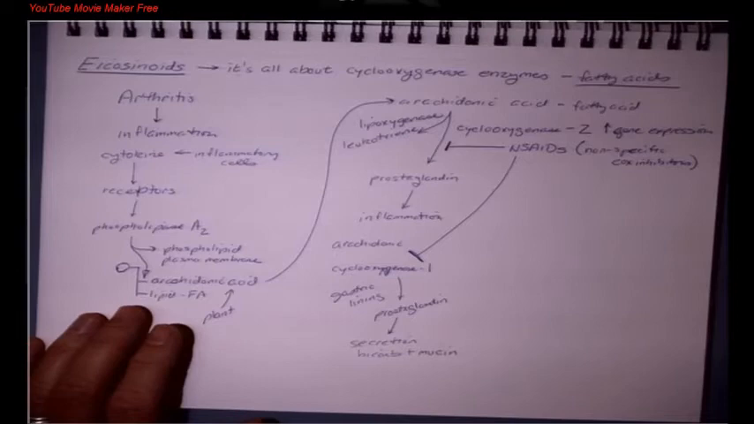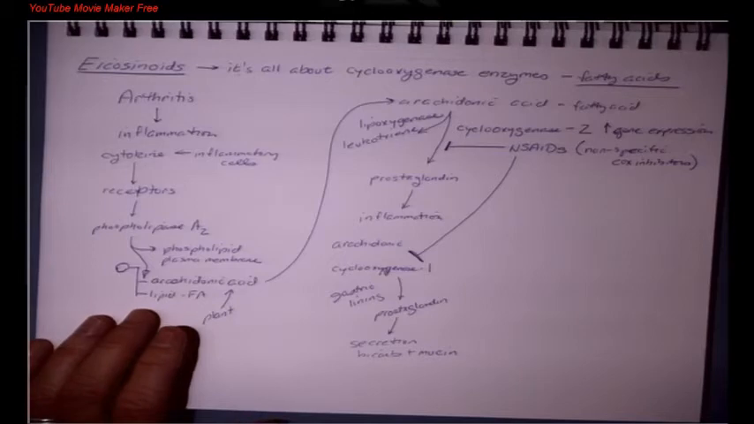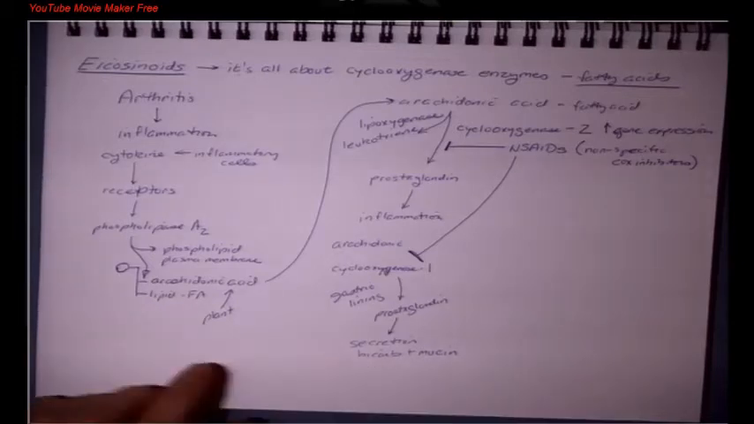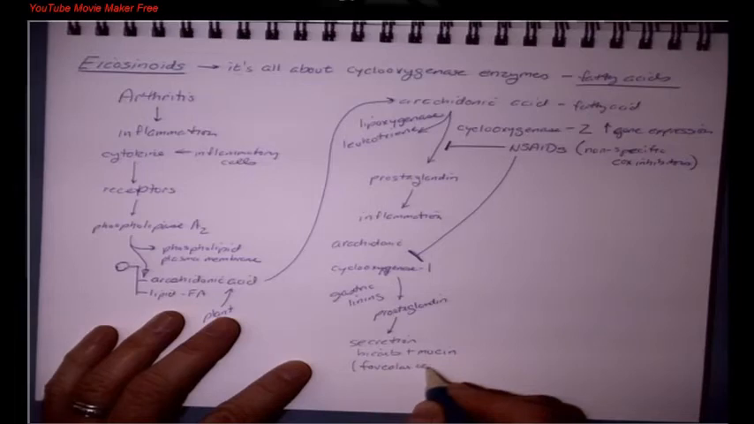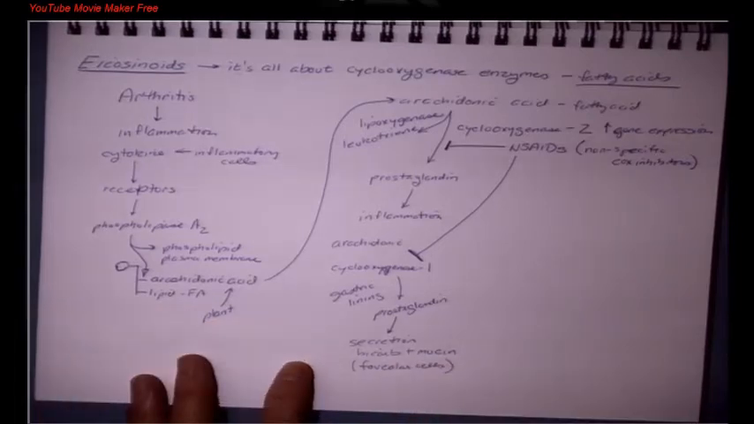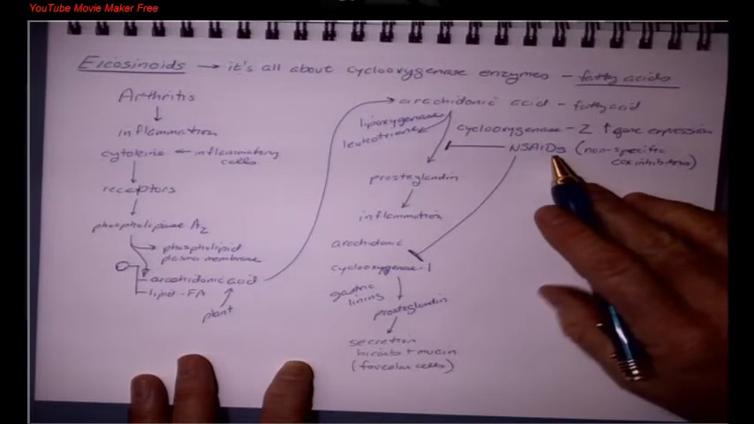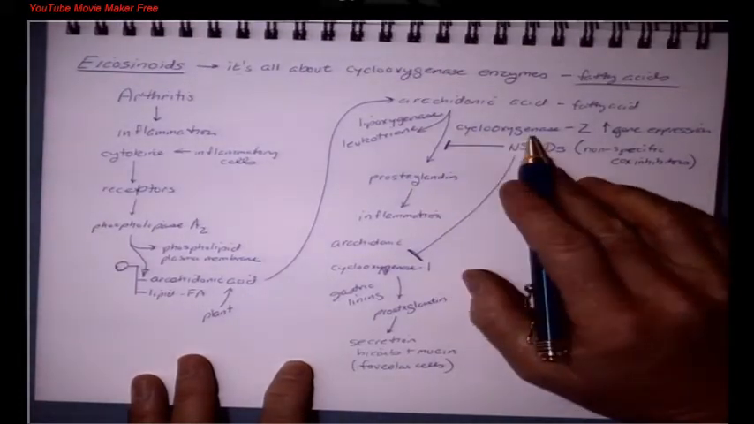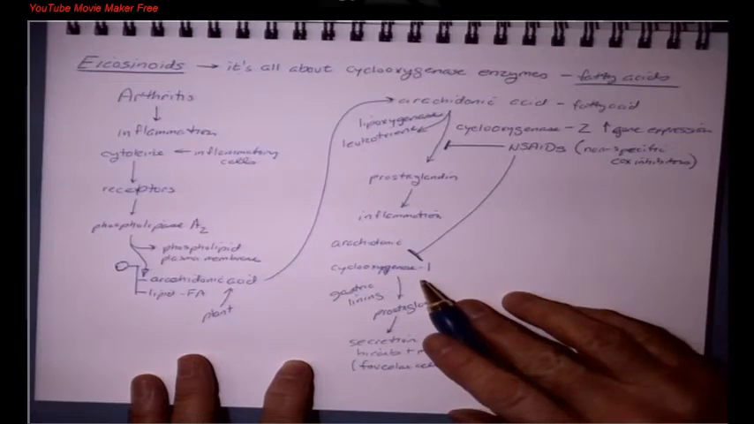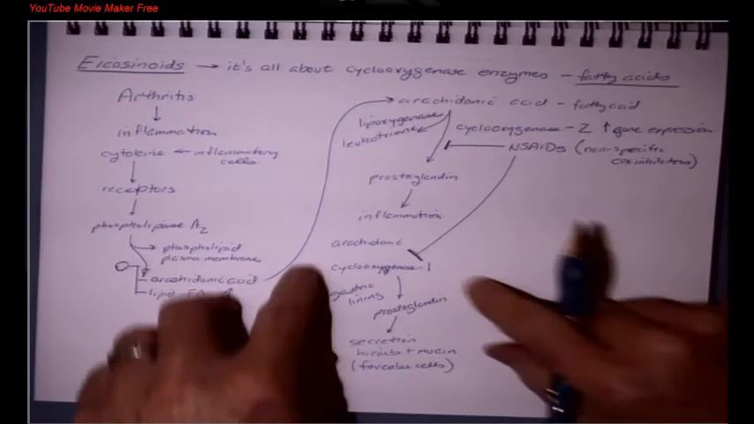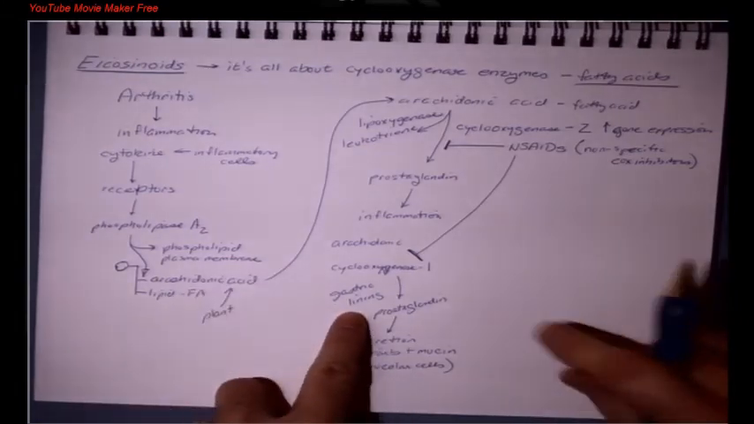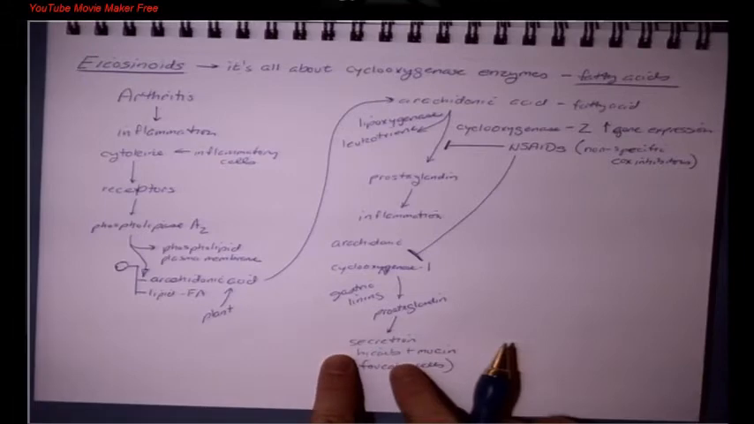What cells in the gastric lumen, the gastric lining, secrete bicarb and mucin? Foveolar cells, yeah. So if the NSAIDs are so good for arthritic conditions because we can block cyclooxygenase 2, it's very unfortunate that they also block cyclooxygenase 1. Because by blocking this, we prevent the formation of prostaglandin, which is responsible for promoting secretion of bicarb and mucin.